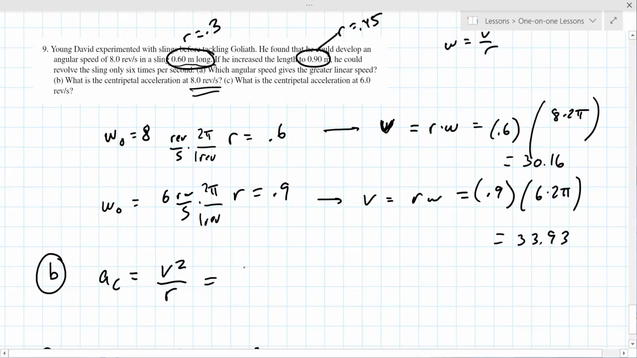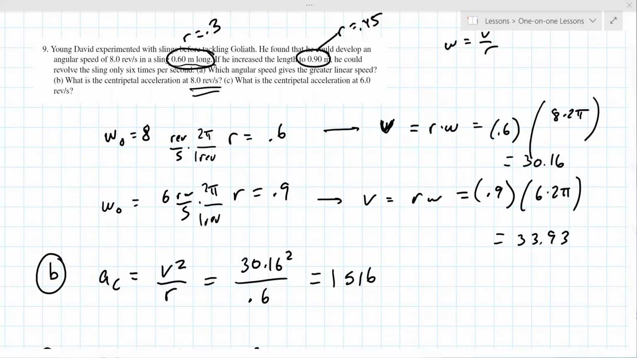That's the 30.16 squared over 0.6. And you said you had a number for that. Yes. Over 0.6, so that ends up being 1516, which does seem consistent because it says 1.5 times 10 to the third. That's consistent with that.